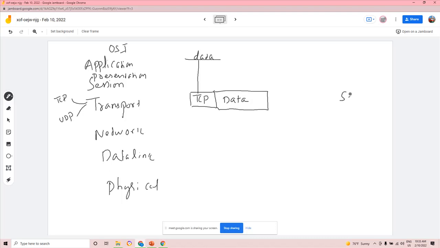We call this a segment. And when it comes to the network layer, the IP protocol header is attached. Then you have this TCP and then you have the data. So please understand, this is called payload, and here this is also called payload.